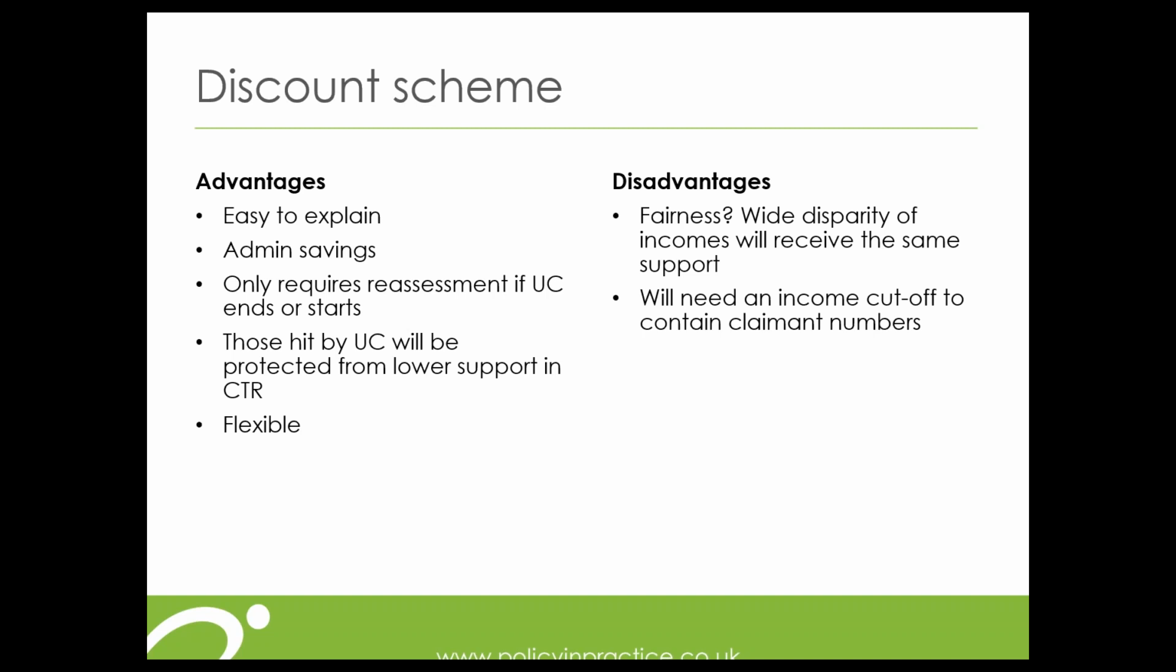There are disadvantages in that it might be perceived as unfair. If you're offering the same discount to lots of people on different incomes, and you'll also need an income cut-off to contain claimant numbers. We've got to remember that universal credit covers tax credits as well as the old out-of-work benefits. And if support is given to everybody on universal credit, you'll end up with increased claimant numbers. It's very easy to work out your income cut-off based on a Band D property and where support would have ended under your current scheme. Very easy to work out that income cut-off that you would need to apply if you introduced a discount scheme.